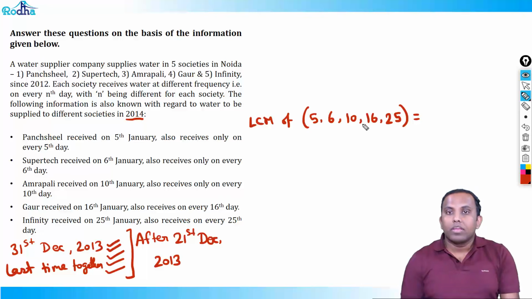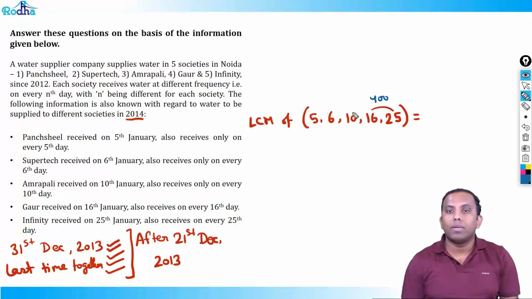Okay. So what is the LCM here? 5, 6, 10, 16 and 25. So for 16 and 25, what is the LCM? 16 and 25 are both coprime numbers. What is the LCM? Both multiplication. That is how much? That is 400.